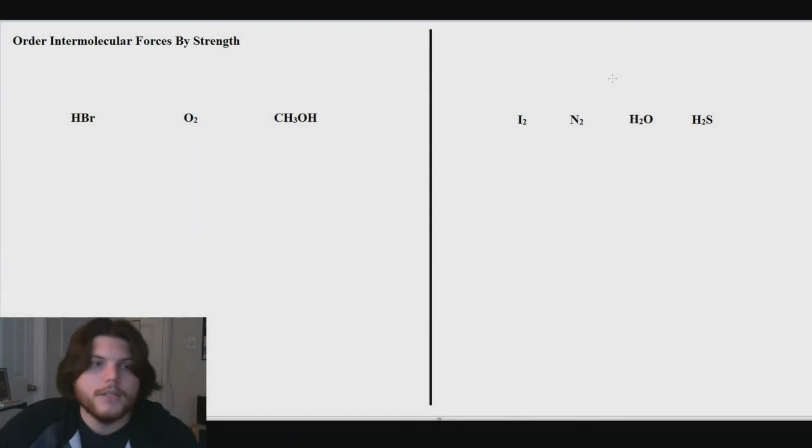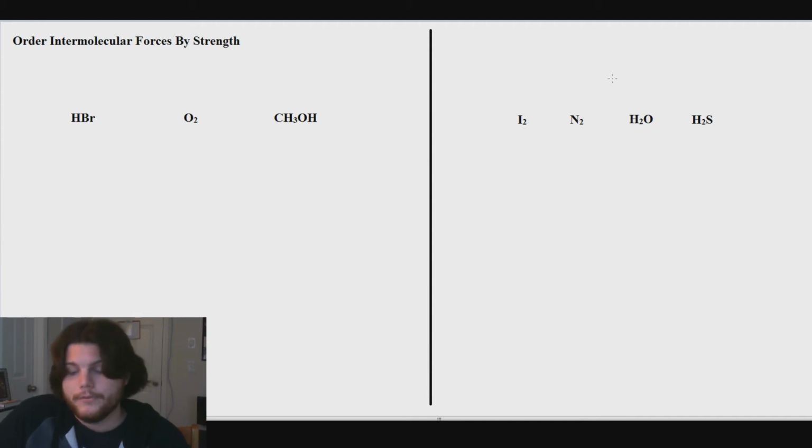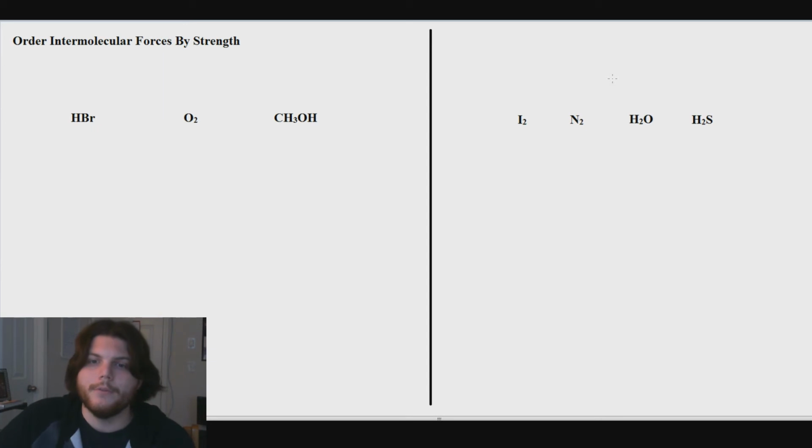Hey guys, so the next thing I want to look at is comparing the intermolecular forces between multiple compounds and being able to pick what has stronger forces and what has weaker forces. This has play because that'll affect what has a higher boiling point, what has higher vapor pressure, and a bunch of other physical properties that are based off of these intermolecular forces, so we want to be able to compare them between one another.